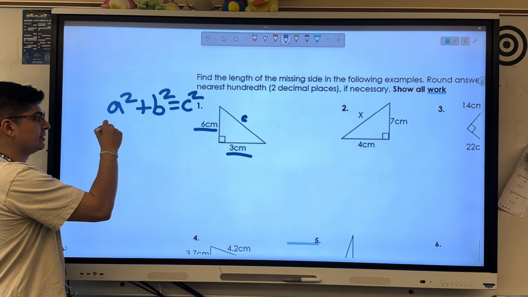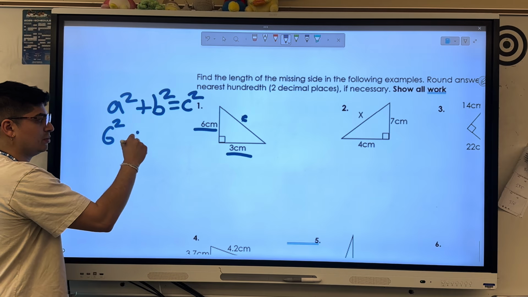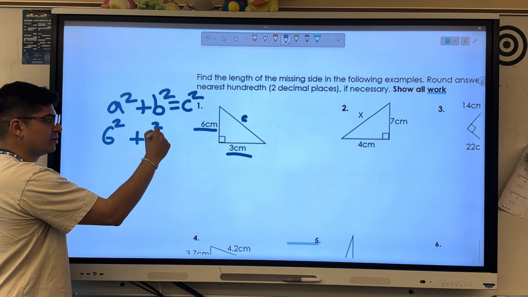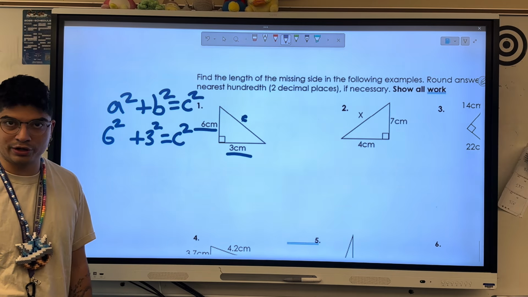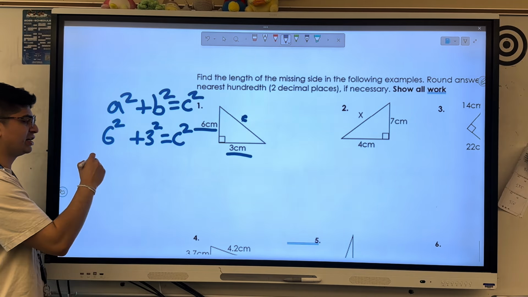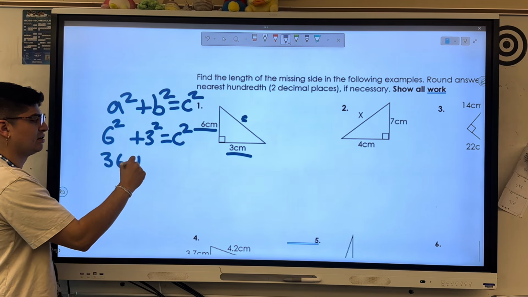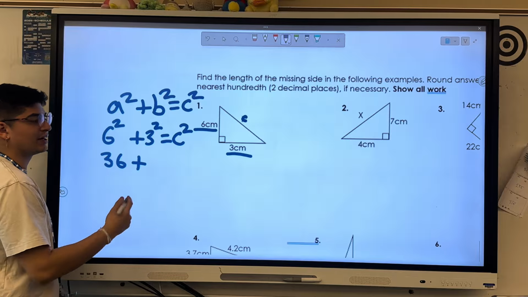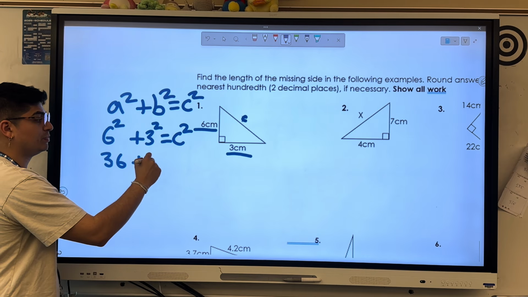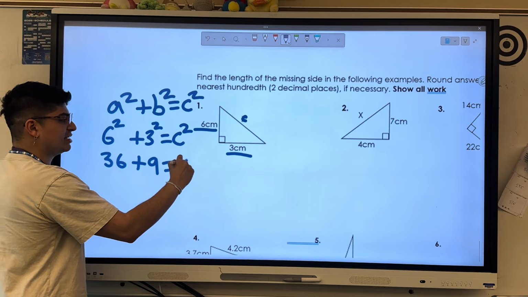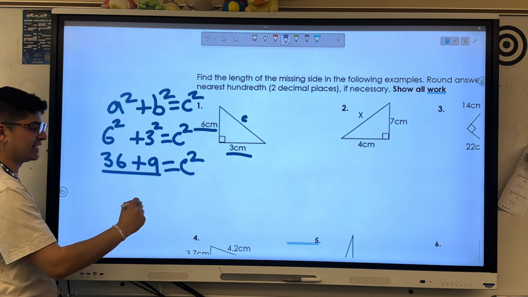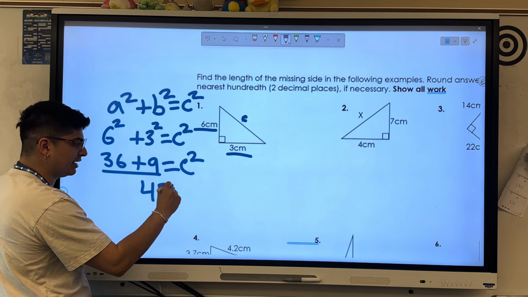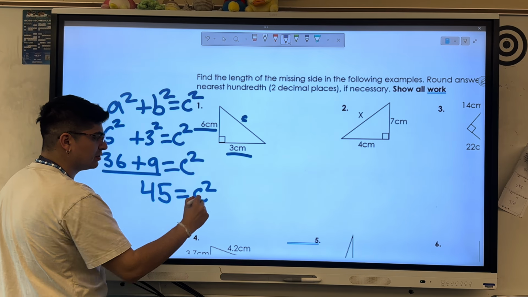And I am given my A and B, right? So quite literally, 6 squared plus 3 squared will equal my missing side length squared. So 6 times 6 is 36, plus 3 times 3, again, I'm just doing the squares, would be 9, and that's going to equal my C squared. If you add these things together, that would mean 45 is equal to C squared.